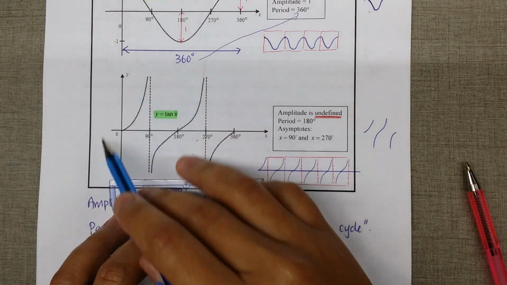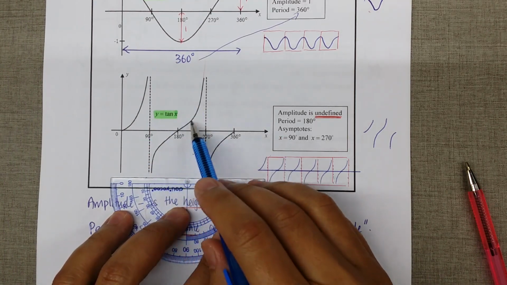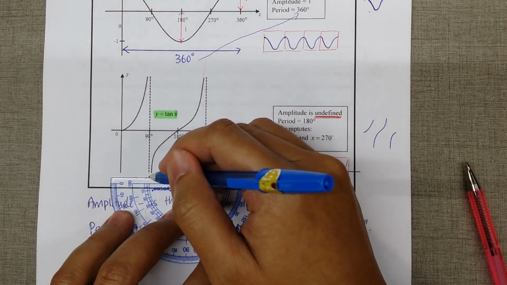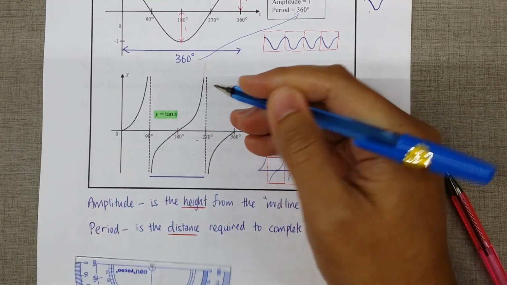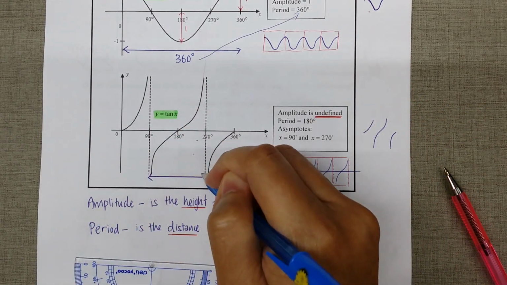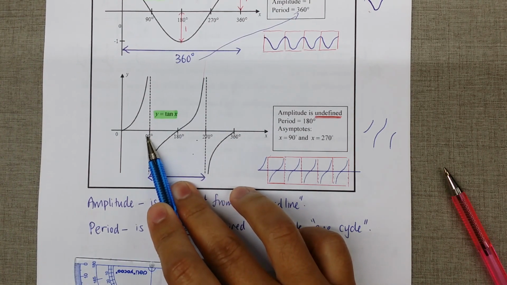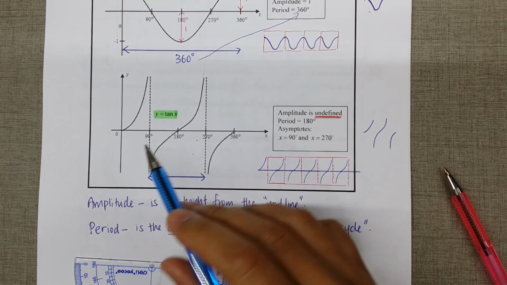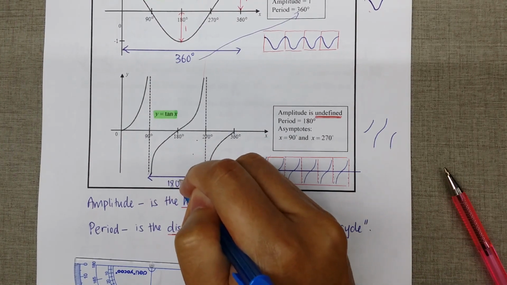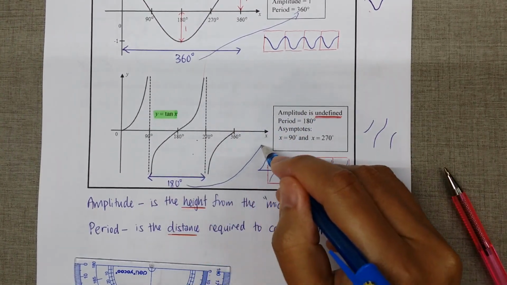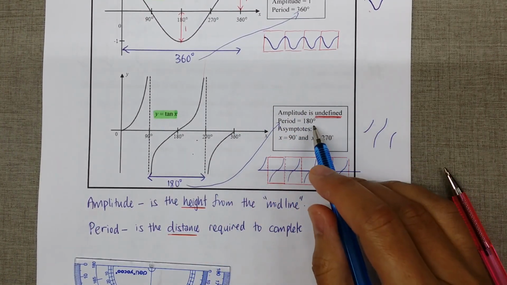Let's locate it in this graph. Okay, it's similar to this pattern, right? So let's measure what is this distance, because we are talking about the period, right? What is 270 minus 90? Good. It's 180. And that's why the period is 180.